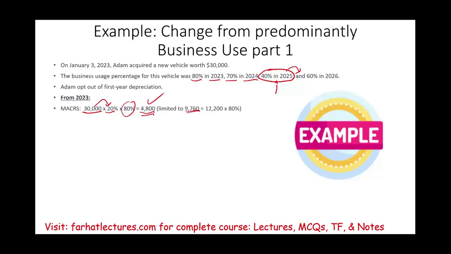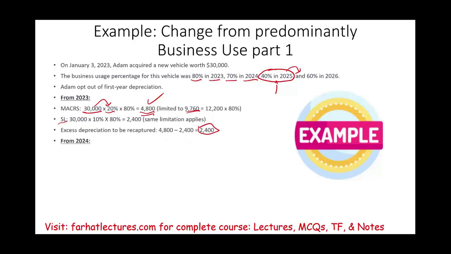What we do now, we have to compute as if we were using the straight line. If we were using the straight line, we'll take 30,000 times 10%. Again, I don't want to keep repeating where the 10% is coming from, times 80%. For the straight line, we would use 2,400. The limit, again, we're good with the limit. Now, in year 2023, we have to recapture 2,400 of excess depreciation because MACRS was 4,800 and the straight line was 2,400.